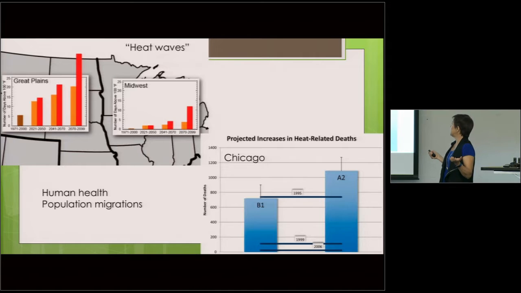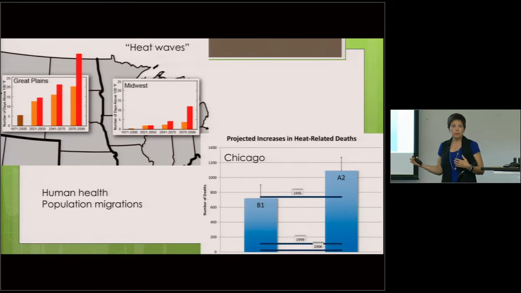And predicted increases in heat-related deaths, just in Chicago, under different scenarios are expected to increase. These are actually heat waves that we've already had that killed people in Chicago: 2006, 1999. A bunch of people died in 1995. That one is actually similar to the B1 emission scenario. But if we have, for example, the A2 emission scenario, we can expect people to die in these heat waves. And that has, again, human health implications, obviously.